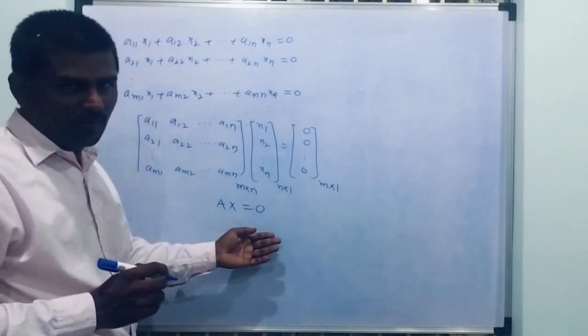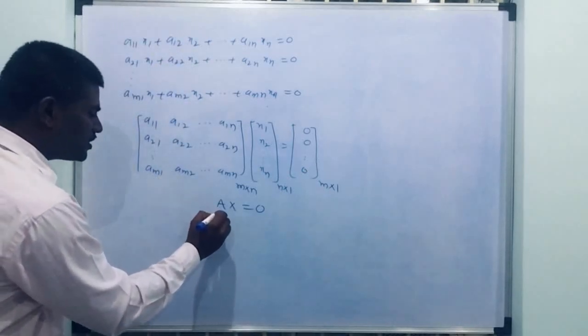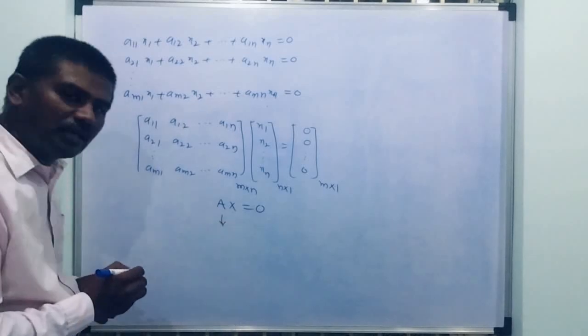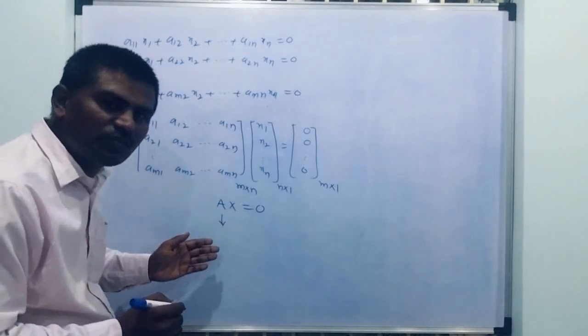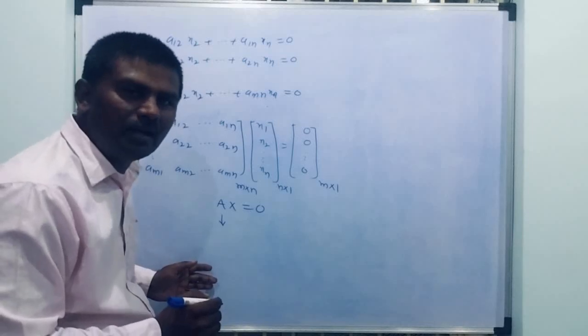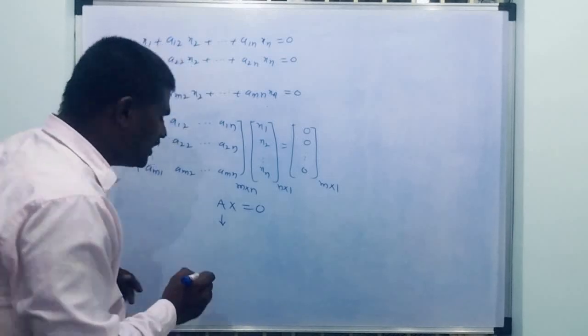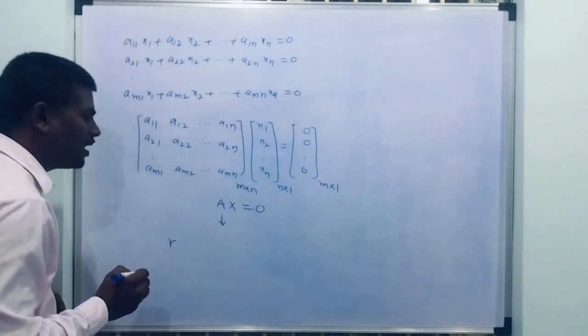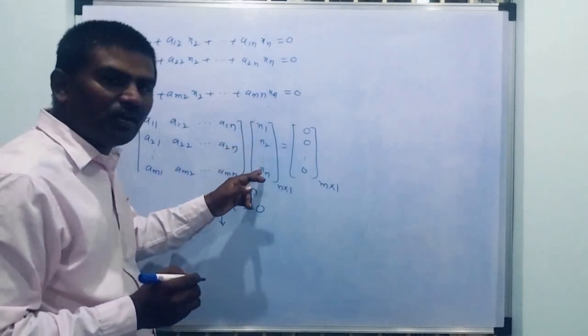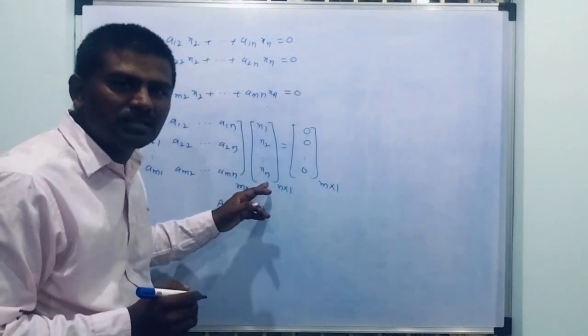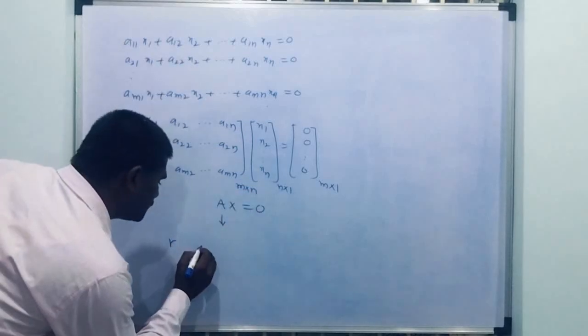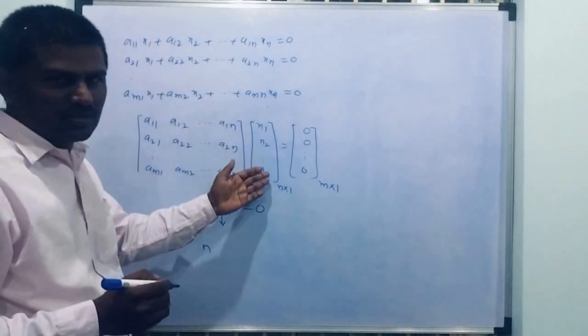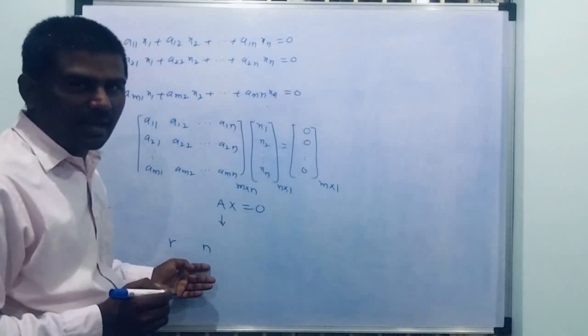To solve such type of equations, you have to reduce this matrix A to echelon form. After reducing it to echelon form, you can find the rank of the matrix A, let us say R. And you can observe the number of unknowns from the unknown matrix is n. Actually, you have n unknowns here, that's why I am considering n unknowns.